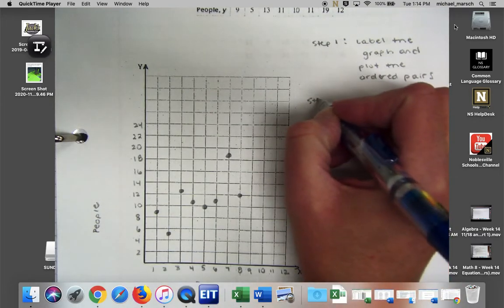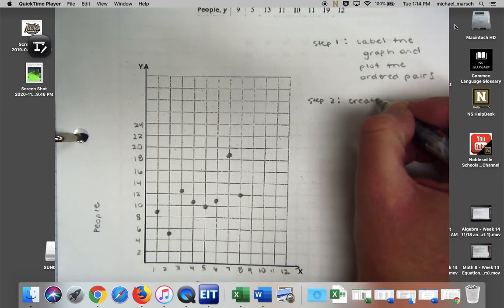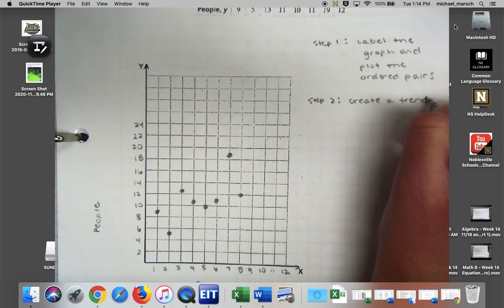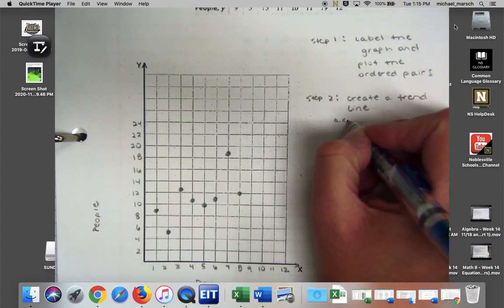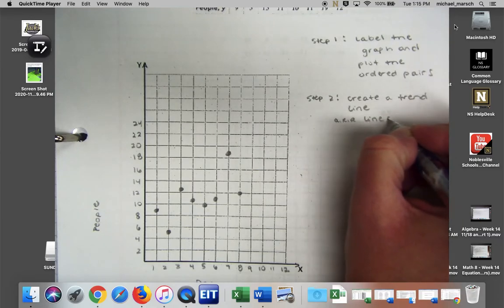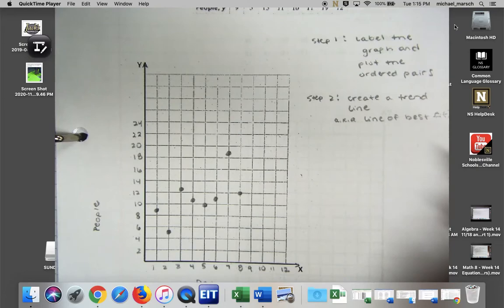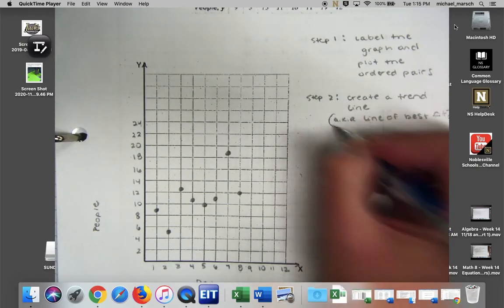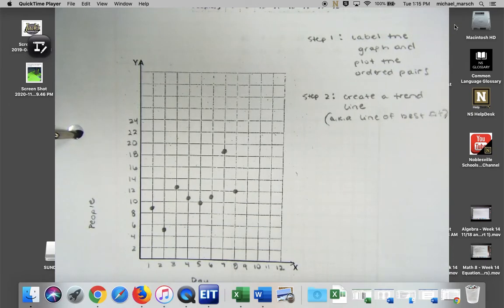So step 2, create a trend line. Does anybody know another name for a trend line? Line of best fit. Yep, the line that fits the best, right? So we'll say AKA line of best fit. Okay, you'll see it both ways. Trend line, line of best fit. It's talking about the line we're going to draw to best represent what's happening, right?